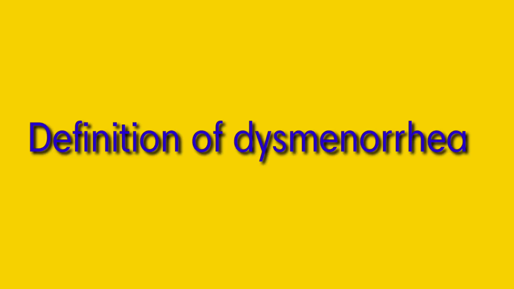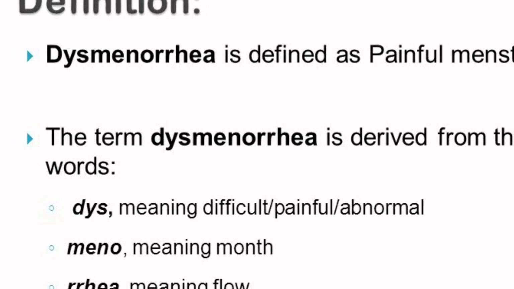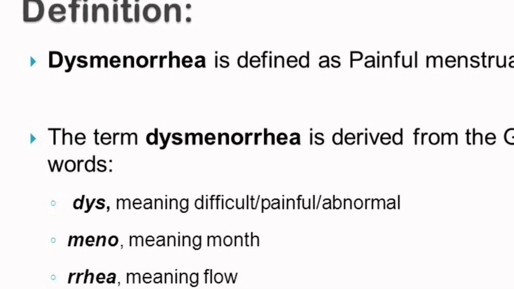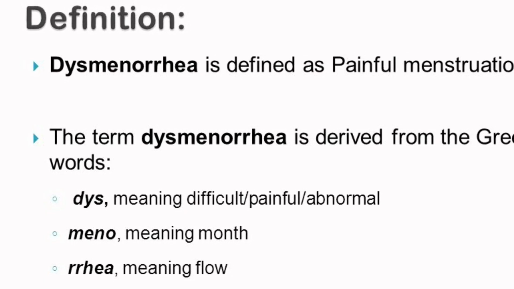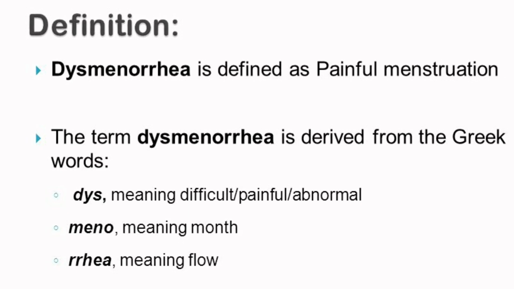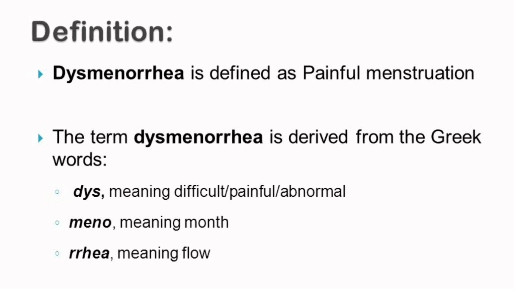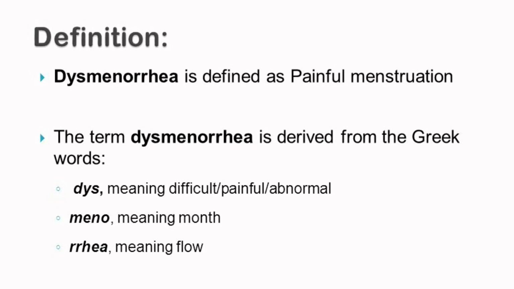Definition of dysmenorrhea. The answer is definition. Dysmenorrhea is defined as painful menstruation. The term dysmenorrhea is derived from Greek words. Dys means difficult or painful or abnormal, meno meaning month, and rrhea meaning flow.